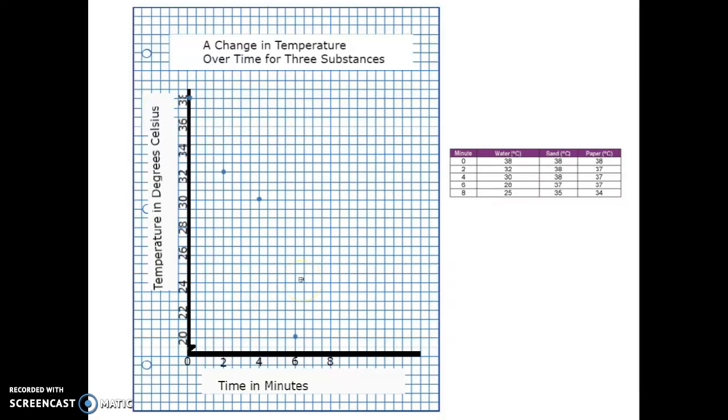So actually, I think I misread our data here. It should be 6, I think, and 26. It happens to the best of us while plotting. Luckily, we have erasers. And 8 and 25.